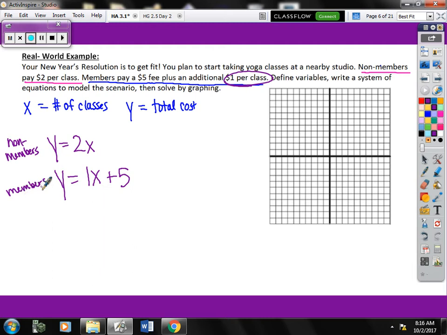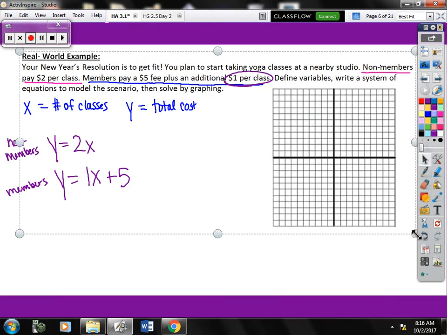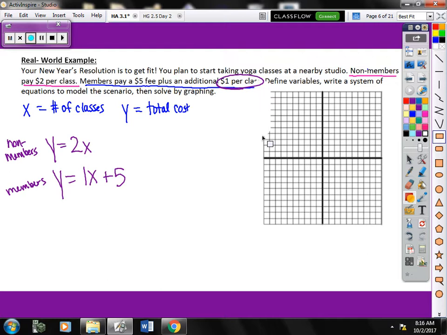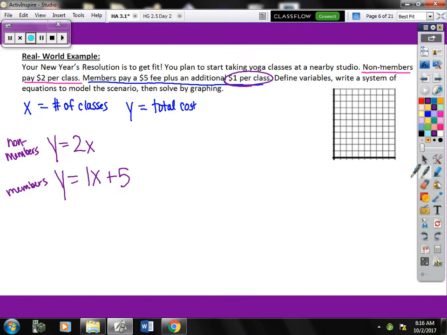And again, yours is going to look a little bit different than mine because your graph just has the first quadrant. So let me just wipe this part out. All right, so you guys will want to, we can obviously just count by ones. We don't have to get crazy with this. But you would want to label your axes. So x-axis would be the number of classes. And our y-axis would be our total cost.